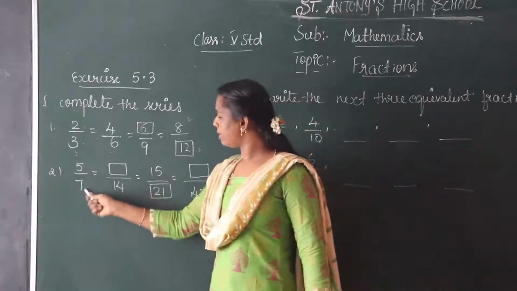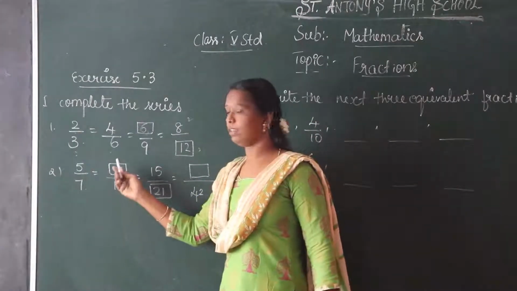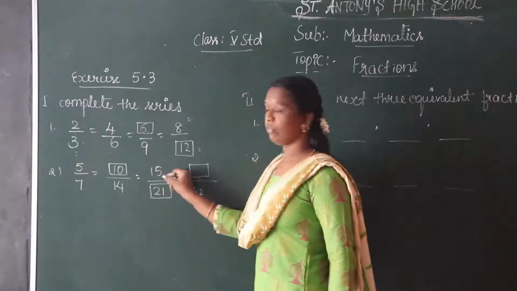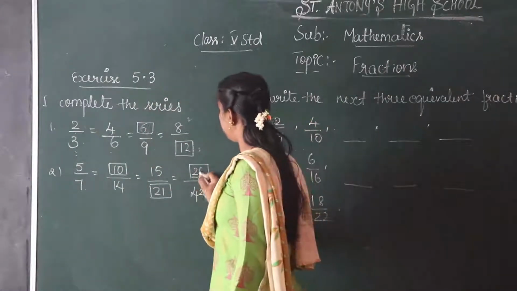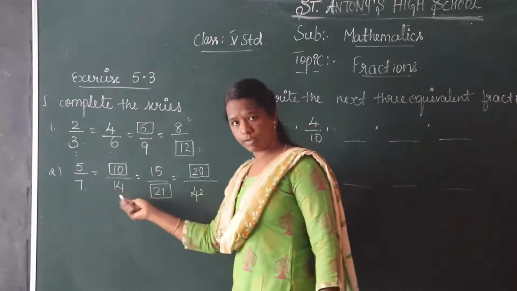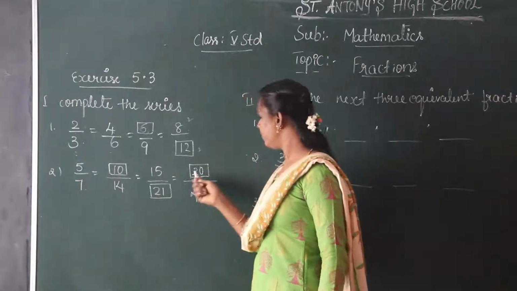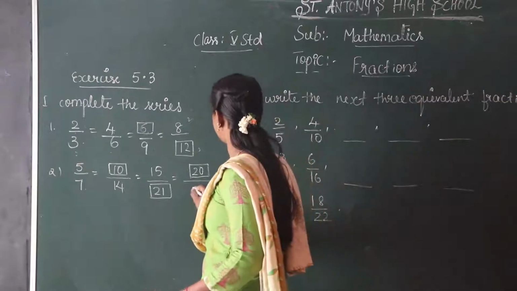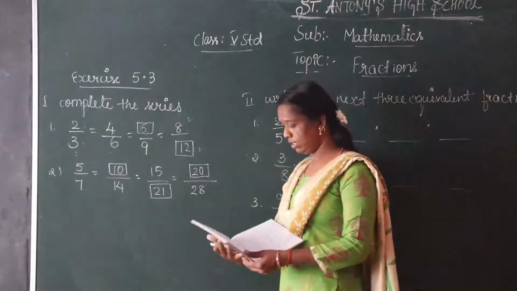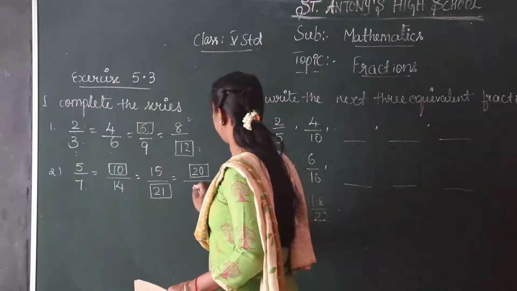Next 5 by 7. Here we can write 10. 5 3's are 15. 5 4's are how much? 20. And then here the denominators I will write: 7 ones are 7, 7 2's are 14, 7 3's are 21 and then 7 4's are 28. Like that we have to write the series. Sorry, here 14.